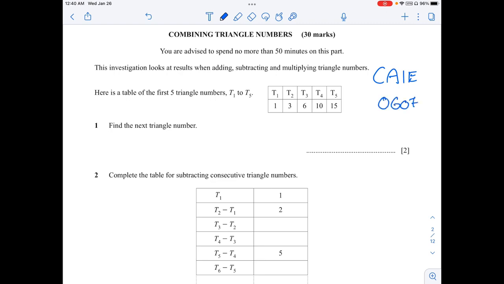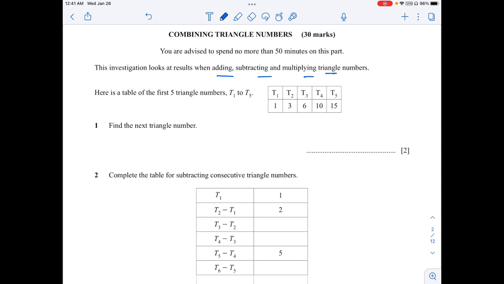International Mathematics 0607, Paper 6, 2020, version 61. Let us start to solve the question. Combining triangle numbers, 30 marks. Your advice is not to spend more than 50 minutes. This investigation looks at the results when adding, subtracting, and multiplying triangle numbers.